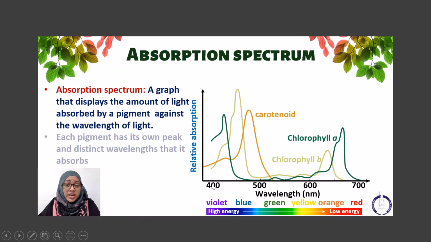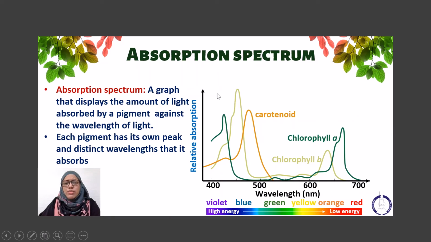Carotenoids, on the other hand, which are also the next most abundant pigment in most plants, will have an orange color, and they absorb wavelengths of blues and a little bit of green as well, but not so much, but none of the reds and the oranges, which is why they have an orange color.